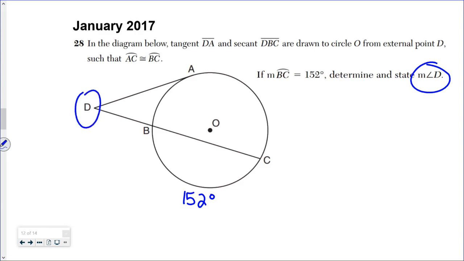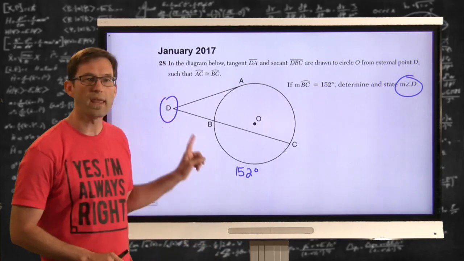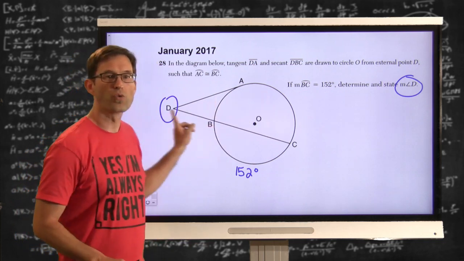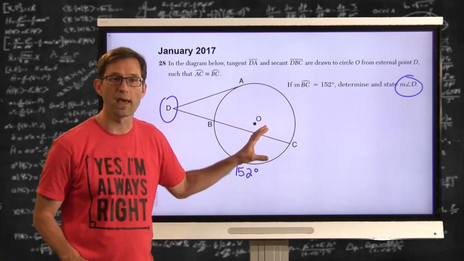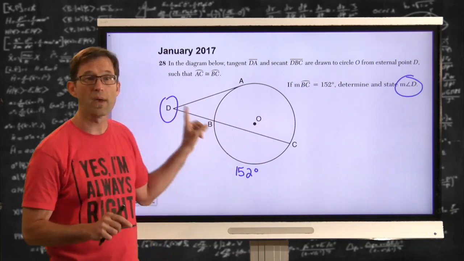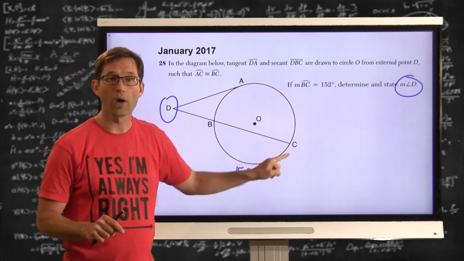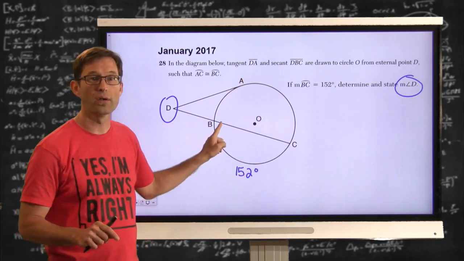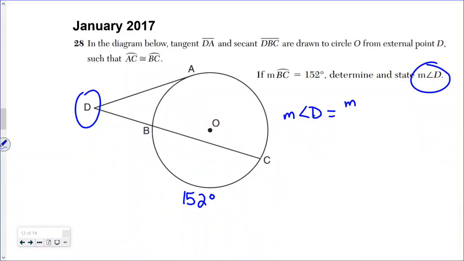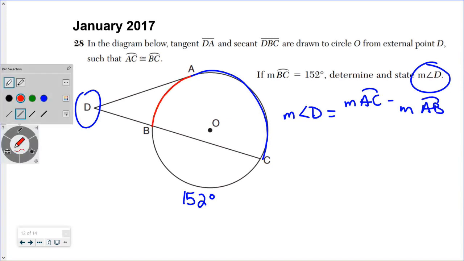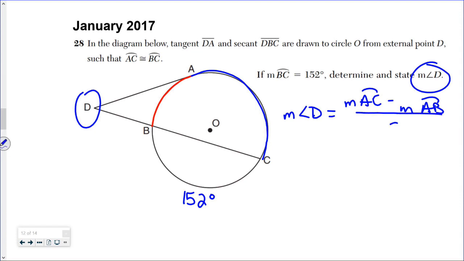All right. Well, we've got this theorem. The theorem says that if we have an exterior point and we draw lines that intersect the circle, whether they're two secants or two tangents or a tangent and a secant, then the measure of that exterior angle will be this arc minus this arc divided by 2. So in other words, I can say that the measure of angle D is equal to the measure of AC, which is this, minus the measure of AB, which is this, all divided by 2.